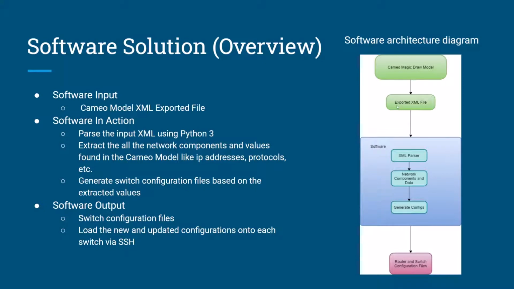And then we pass this exported XML file into our software, and there is an XML parser that we use in Python 3 that extracts all the network components and values found in the Cameo model, like IP addresses, protocols, and other attributes. And then it generates switch configuration files based on those extracted values. And finally, our software will output the switch configuration files and then load the new and updated configurations onto each switch via SSH.